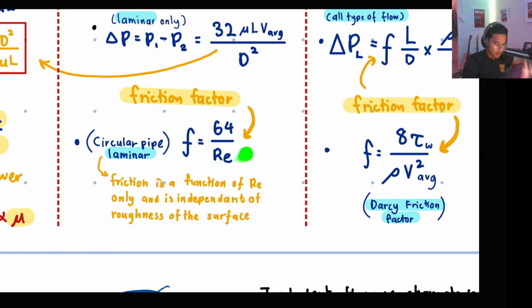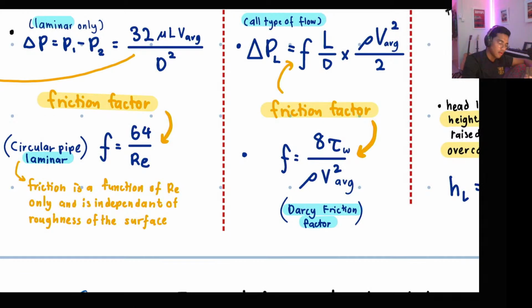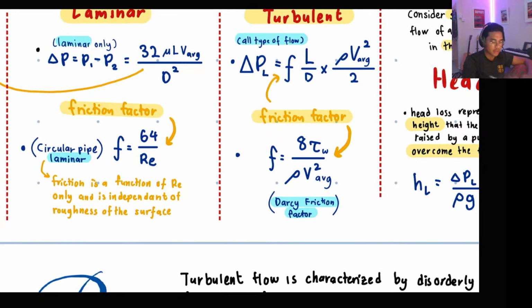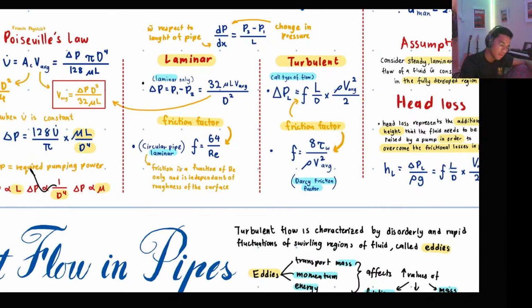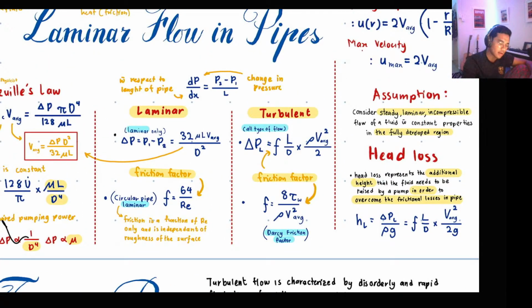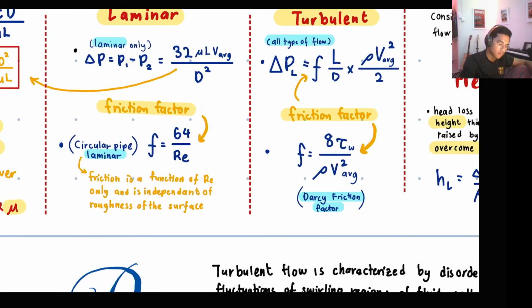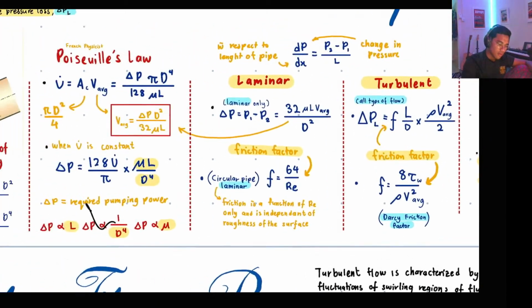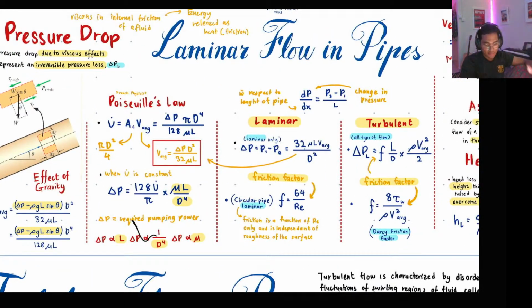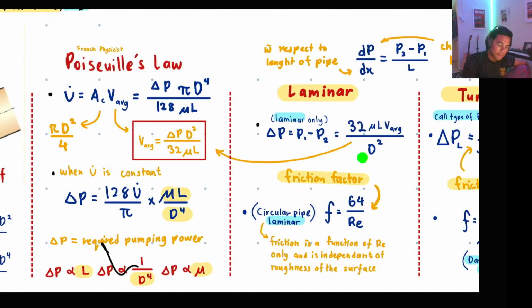You guys might be wondering, there's only one variable in the friction factor, which is Reynolds number, and here this one is actually a very linear graph, if you can see the Moody chart. Later we will go to the Moody chart, but for now, this is the formula. So we are talking about laminar flow.